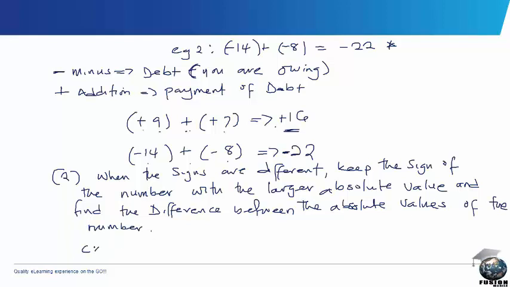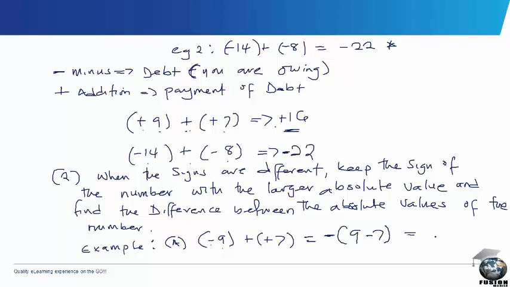Okay, for example, we are given this. You have example A, you're given -9 plus 7, which is equal to, and you're told to keep the sign of the absolute value of the bigger number. The bigger number here is 9, and the sign with it is negative. Then find their difference, which will give you what? 9 minus 7 gives you 2, and then -2.